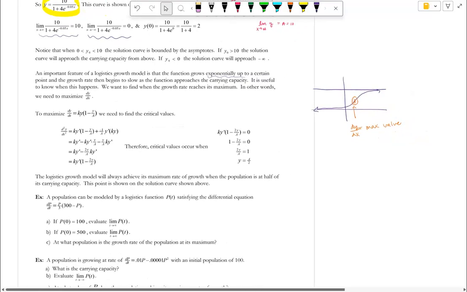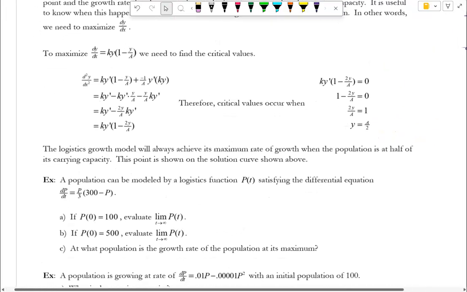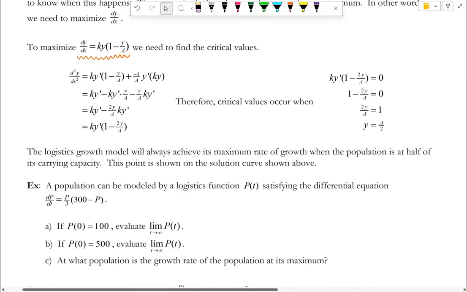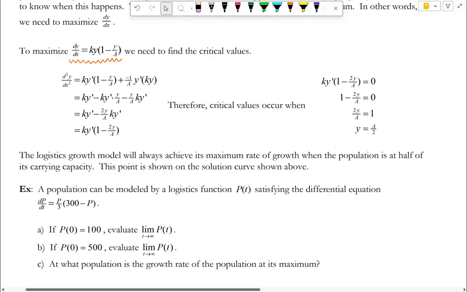All right, so if I wanted to maximize dy/dx, we said for a logistic model, this is in the form of ky times (1 minus y divided by a). The first thing we would need to do to maximize anything is to find its critical values. So we would take our derivative of dy/dx and set it equal to 0. So our derivative of dy/dx is our second derivative, d squared y over dx squared. So just using the product rule here, and again, I don't think we need to write this out from scratch. We could just kind of follow along with this example.